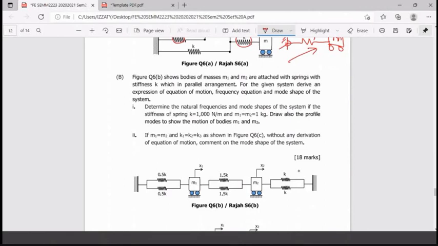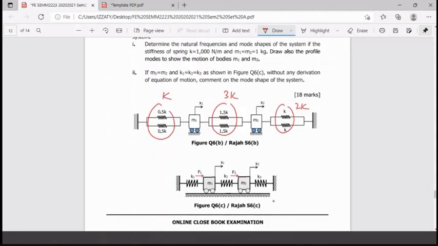Shown are bodies M1 and M2, springs 1, 0.5, 0.5, all 0.5, except this one you have K. Parallel arrangement for the given system, derive the expression of equation of motion, frequency equation, and mode shape. This one is very typical. So this one you add up together, becomes K. This one you add up together becomes 3K. This one becomes 2K. So your system will become spring, mass, spring, mass, spring. If you have another mass, it becomes 3 degrees of freedom.